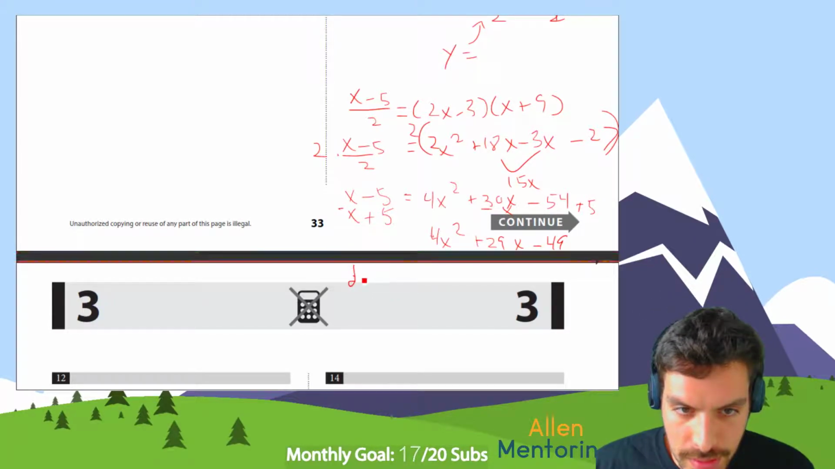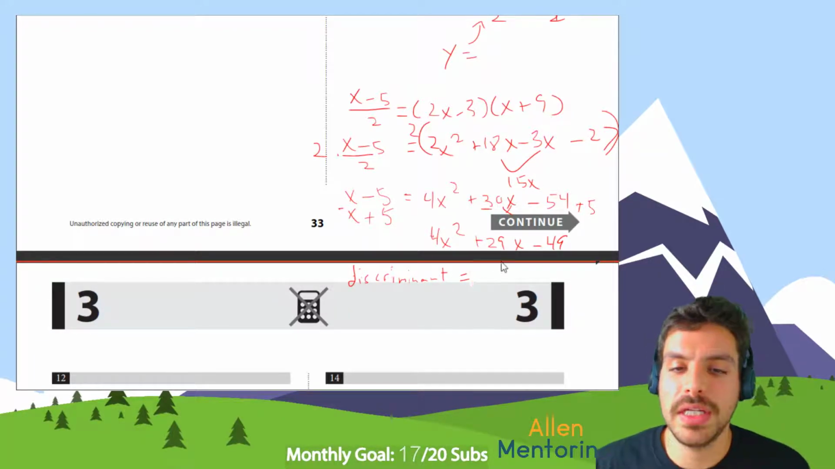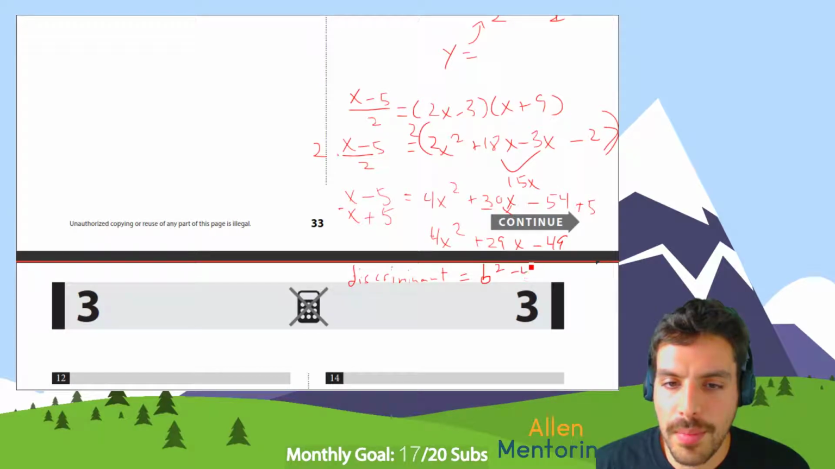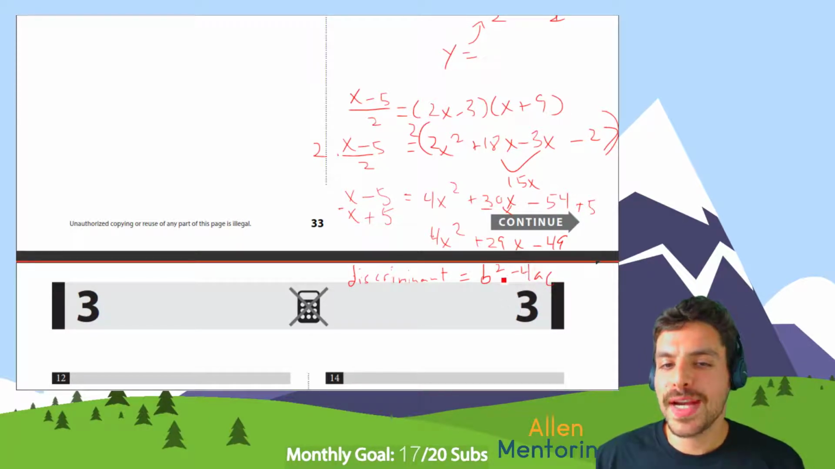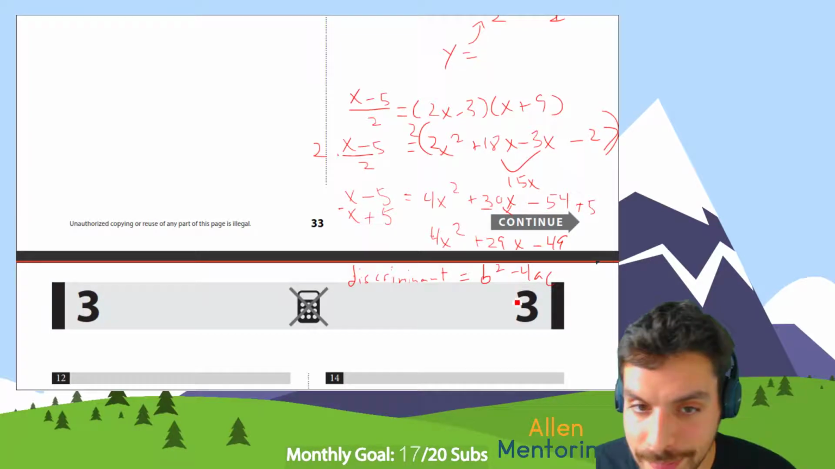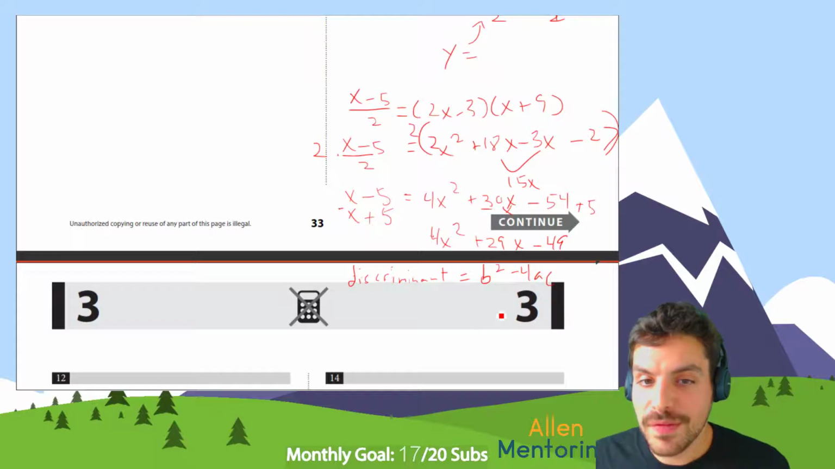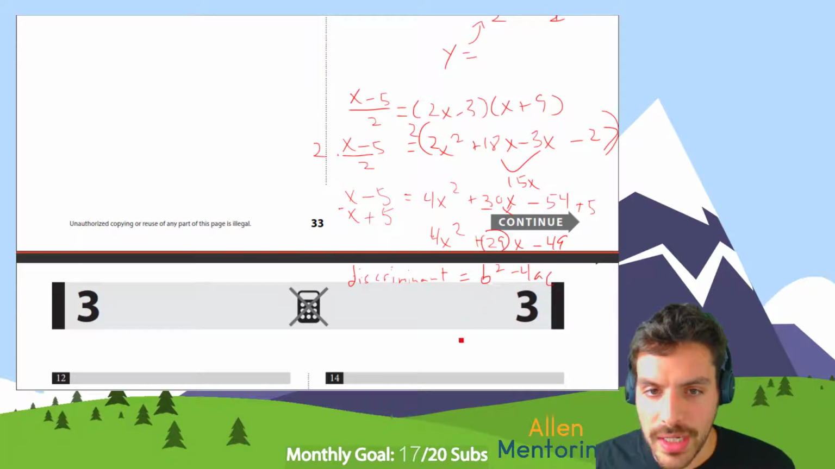The discriminant. That's going to be equal to b squared minus 4ac. And you recognize this because we find this in the quadratic formula. So if we can find out what the discriminant is, then it will tell us whether we have 0 solutions, 1 solution, or 2 solutions. So b squared minus 4ac. b is 29, so it's going to be 29 squared minus 4 times 4 times negative 49.